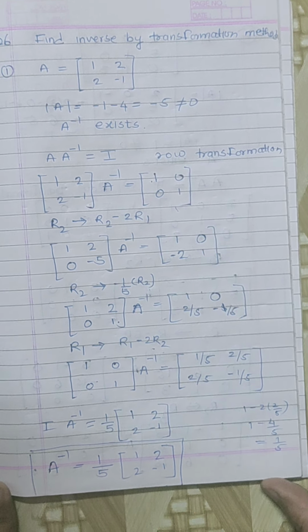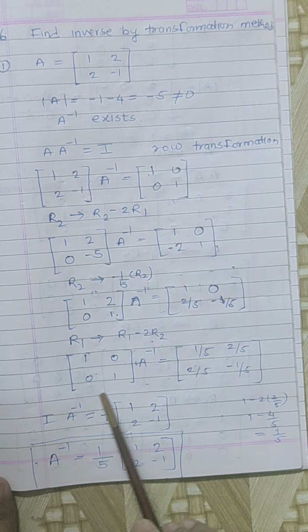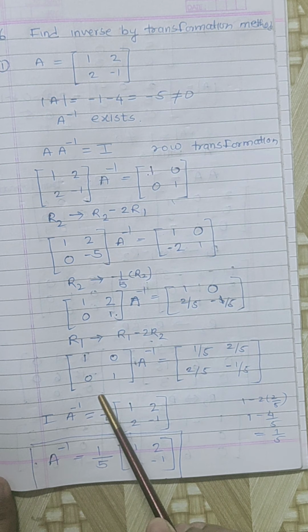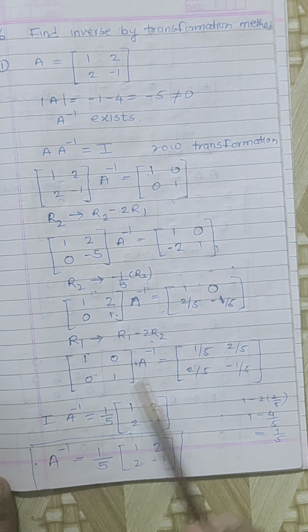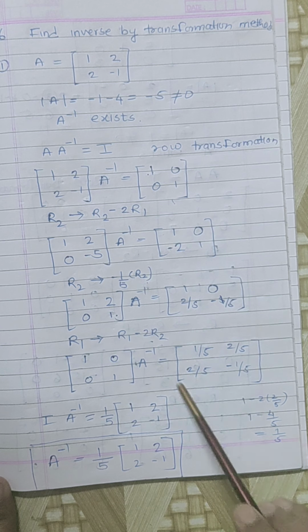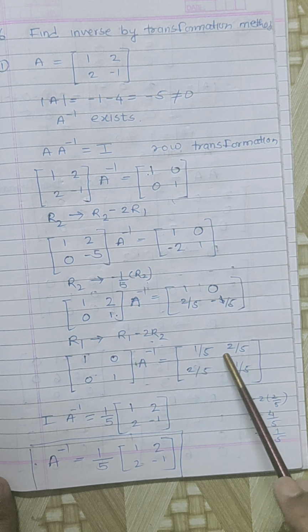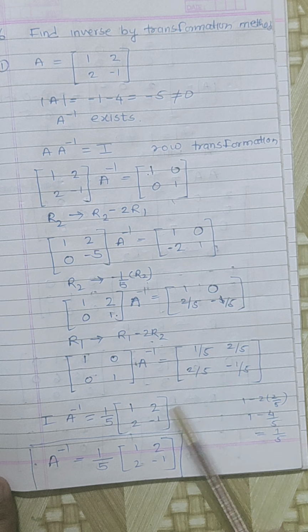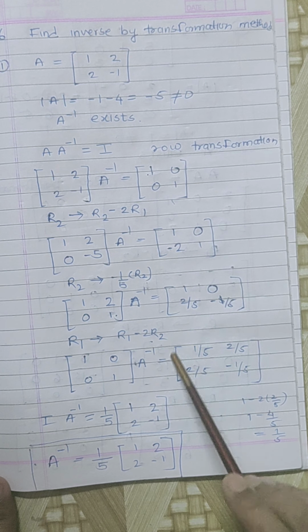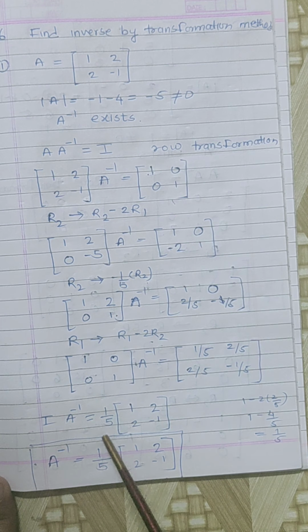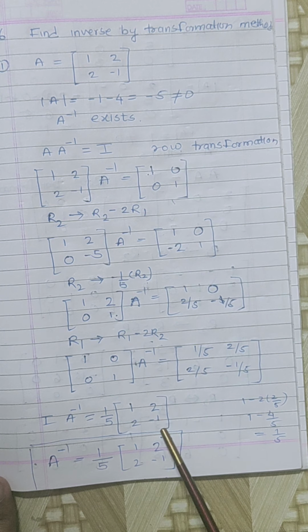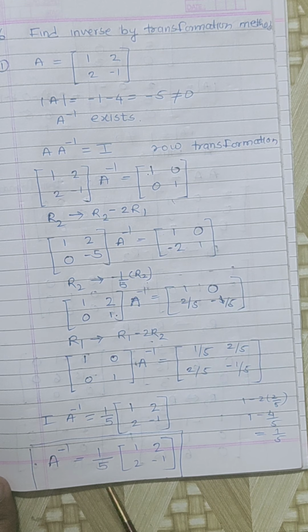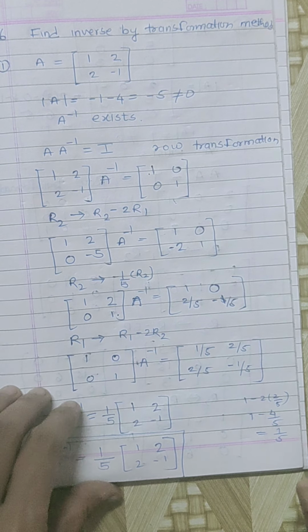Now here, we have converted this into the identity matrix, so we will write I into A inverse is equal to this right hand side matrix as is. But see, here 1 upon 5 is common, so we can take it out. This answer is also correct, but if you want you can take 1 upon 5 common. What remains? 1 2 2 minus 1. So A inverse is equal to 1 upon 5 times the matrix 1 2 2 minus 1.